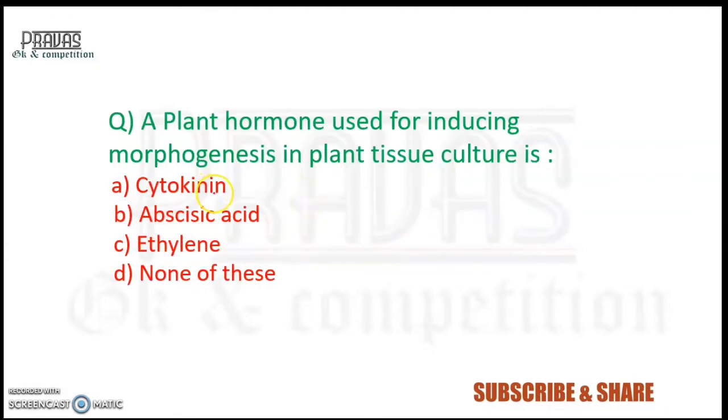A plant hormone used for inducing morphogenesis in plant tissue culture is? The options are cytokinin, abscisic acid, ethylene, and none of these. And the answer is cytokinin. Remember, cytokinin is used for morphogenesis in plant tissue culture.